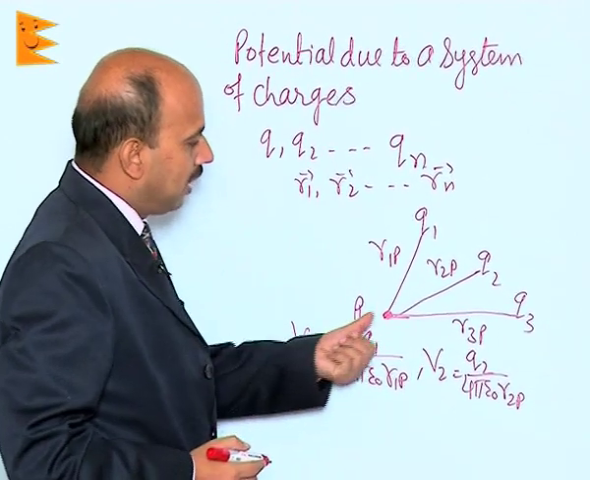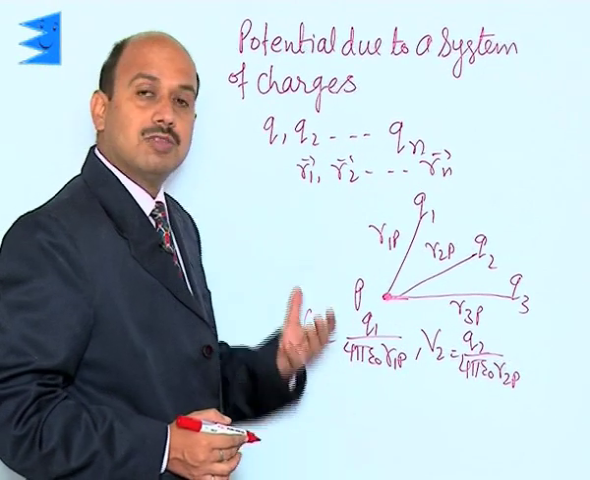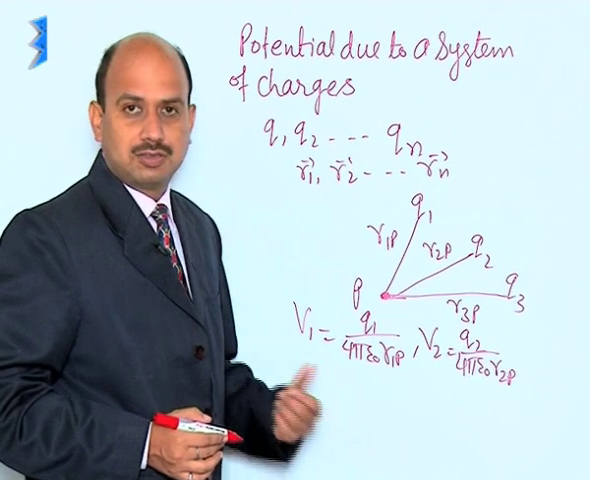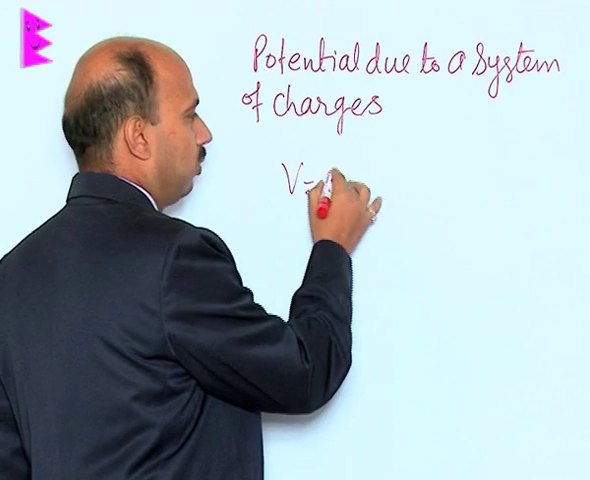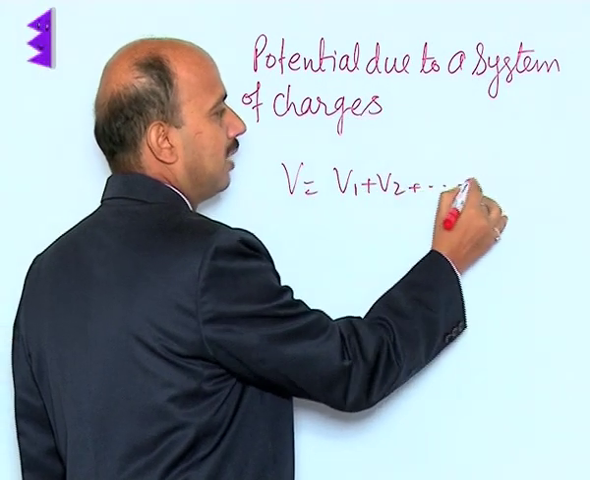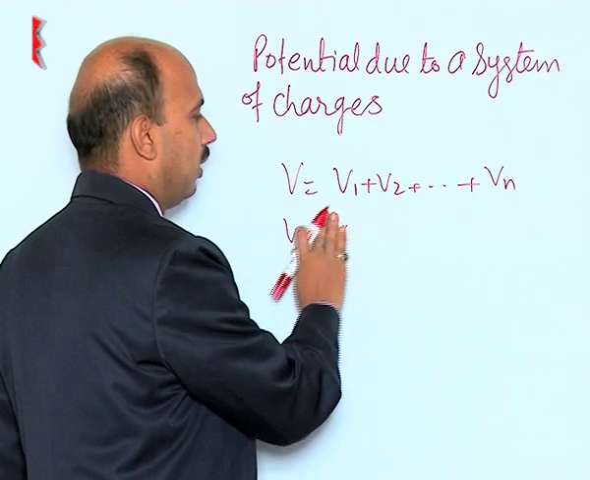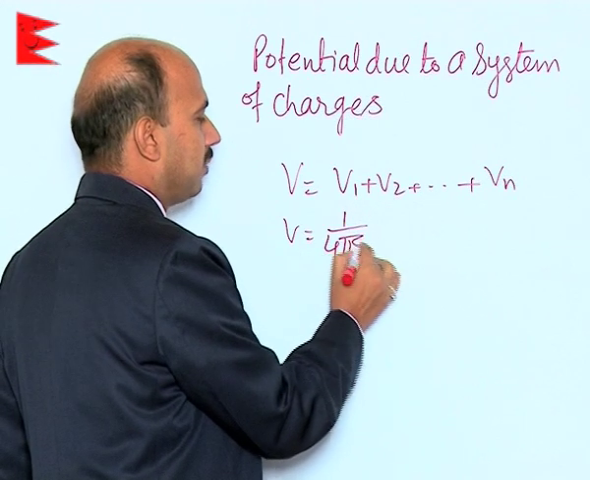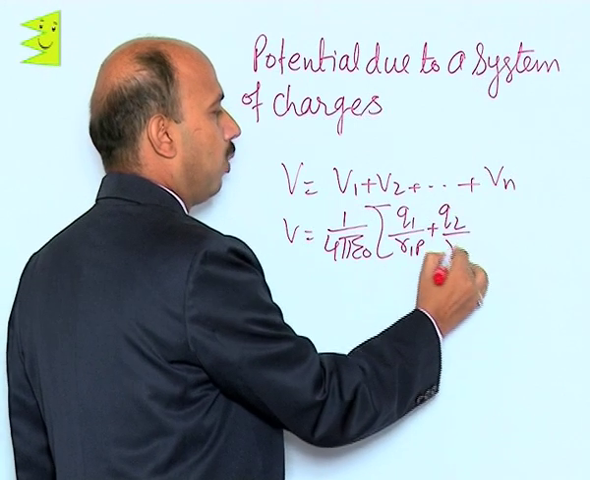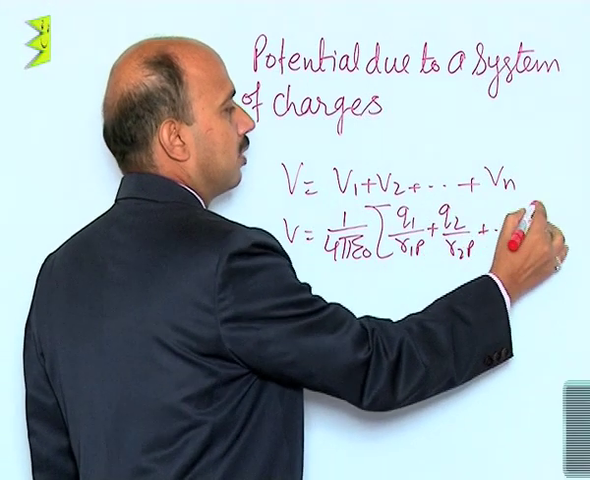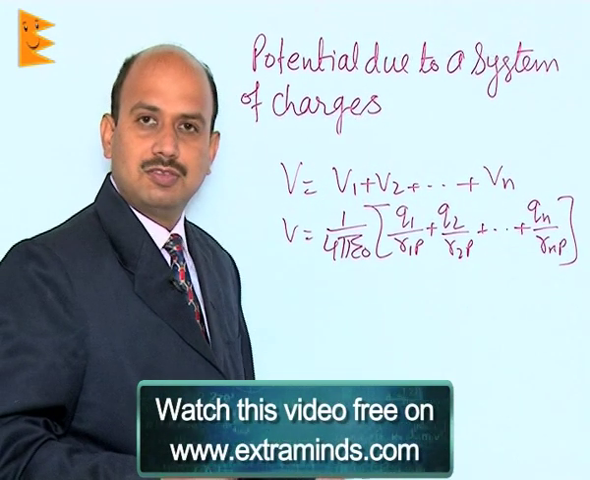Now, the total potential at any point P due to n number of charges is equal to the sum of the potentials due to the individual charges. So, the total potential at point P can be written as V is equal to V1 plus V2 plus Vn, that is, V is equal to 1 upon 4 pi epsilon naught, Q1 upon R1p plus Q2 upon R2p plus Qn upon Rnp, if the system has n number of charges.